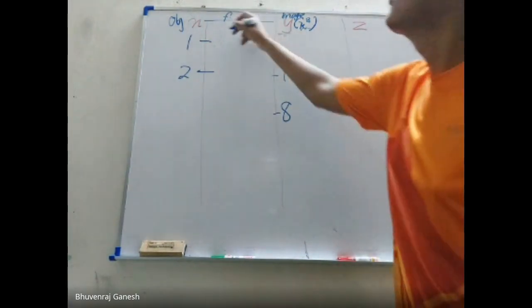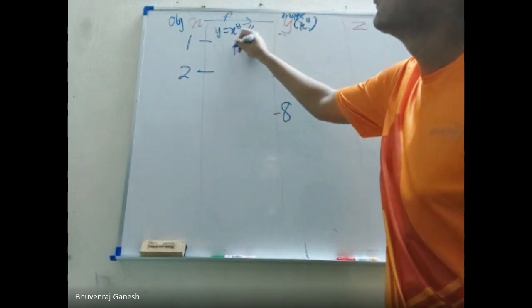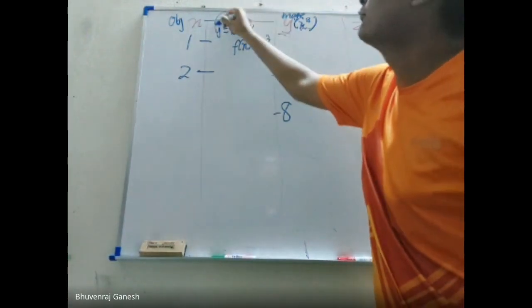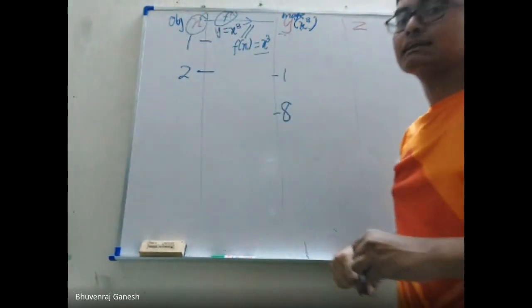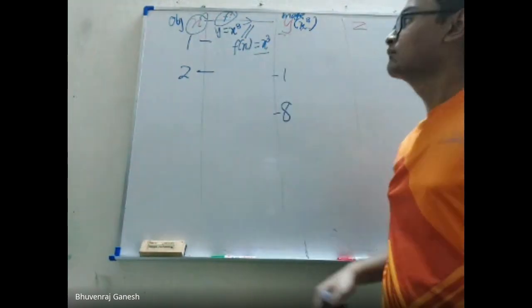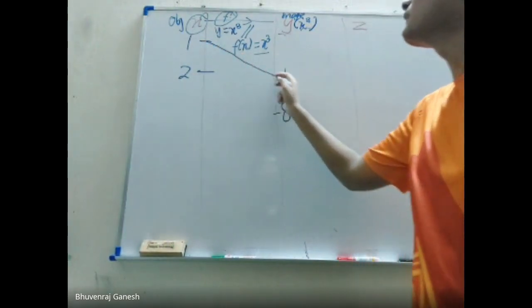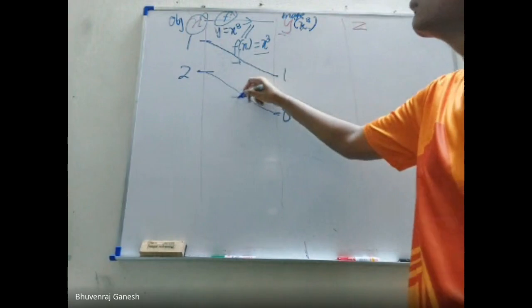In other words, I can put here y equals x cubed, or I can say f(x) is x cubed, because function f maps the object, which is x, to an image of x cubed. When you substitute the value of x, you can get the value of f(x), or the image. So let's say I put an arrow like this, because these two will map to each other.